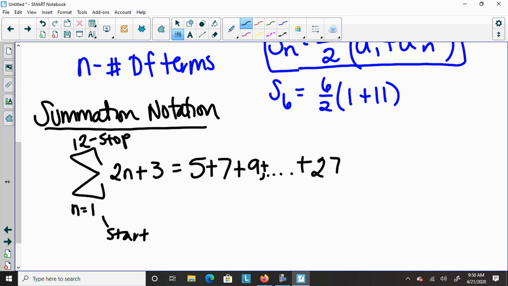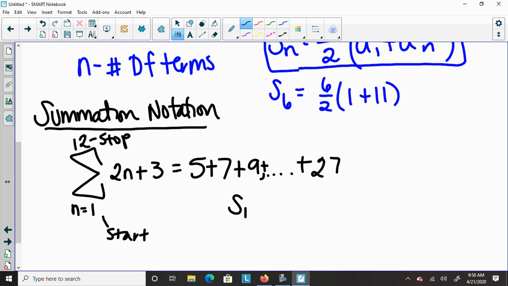Okay. So that's how you generate your series using your equation. You're just going to plug your numbers in, first term, second term, third term, fourth term, etc. But especially if there's 12, I'm not going to write all those out. I'll just use my equation.